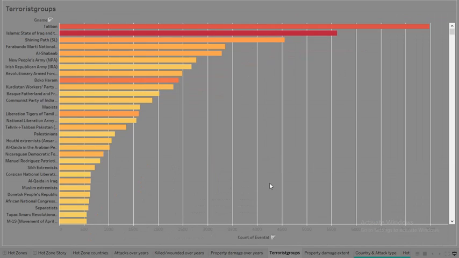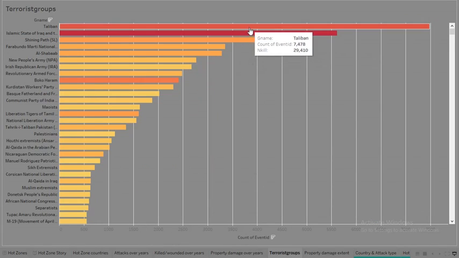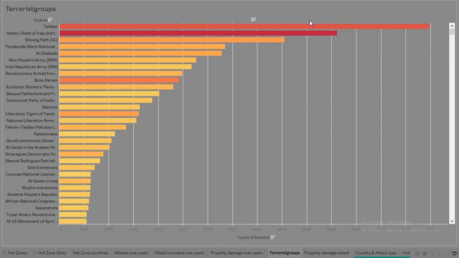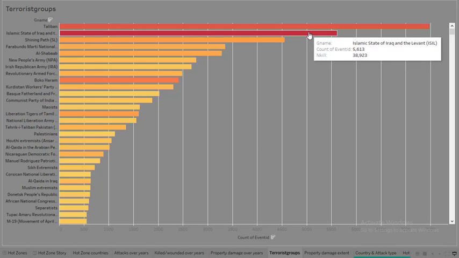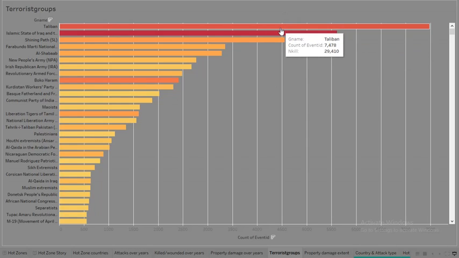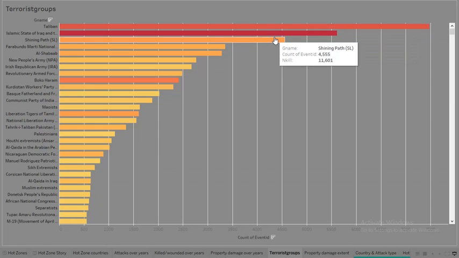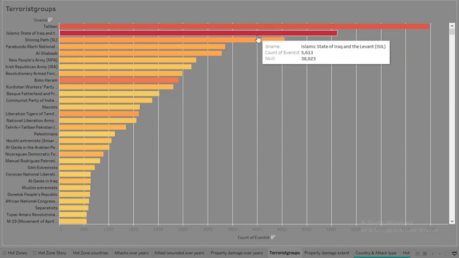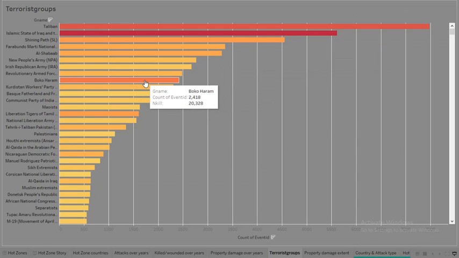Moving to the terrorist groups, this bar chart shows which terrorist group has attempted more attacks, and the coloring gives us an overview of the lives taken by those groups. Taliban is the group which has attacked the world over 7,500 times in the span of 47 years, and ISIL has taken the lives of around 40,000 people. And next follows Boko Haram.